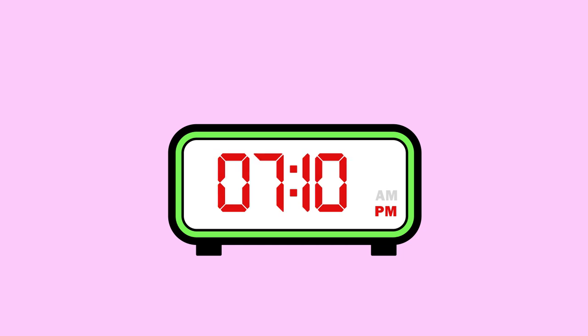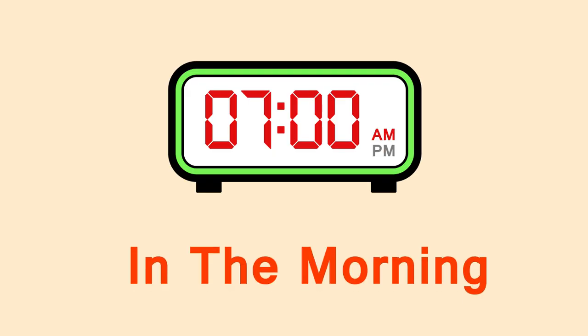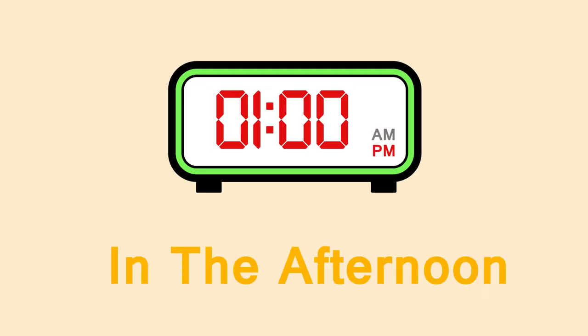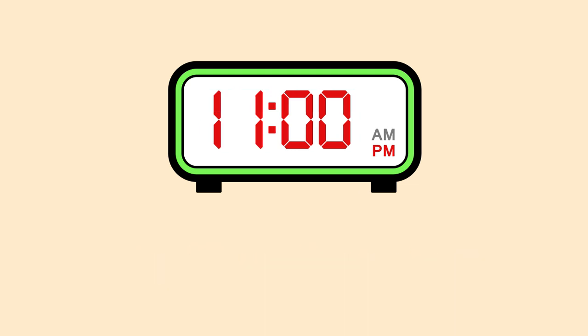Sometimes we use digital clocks. In digital time, we say the number directly. For example, 7:10, 7:25, 7:30. This is very common in our daily life. Both ways are correct. To make the time clear, we also use words like morning, afternoon, evening, and night. For example, 7 o'clock in the morning, 1 o'clock in the afternoon, 7 o'clock in the evening, 11 o'clock at night.